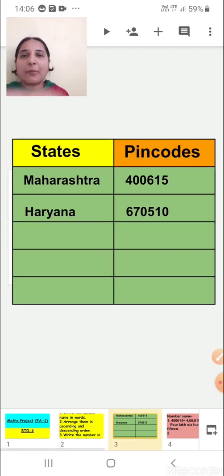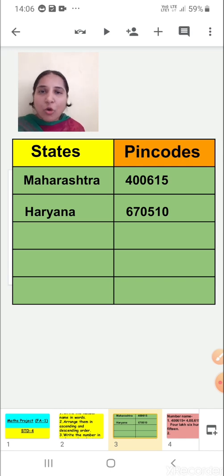Okay. So suppose first you will make 2 columns, where in the first column you will write the name of the states, and in the other column you will write the pin codes. Okay. Suppose I have written 1 or 2 for you. Suppose the state Maharashtra and its pin code is 400615. So in this way you will write. Okay. Haryana, suppose the pin code is 670510. First you will make a column like this.